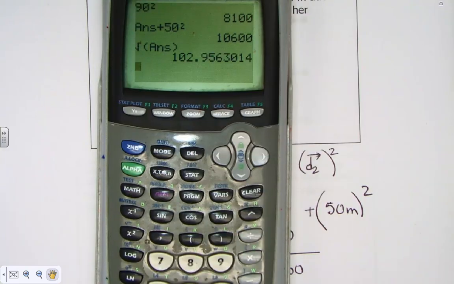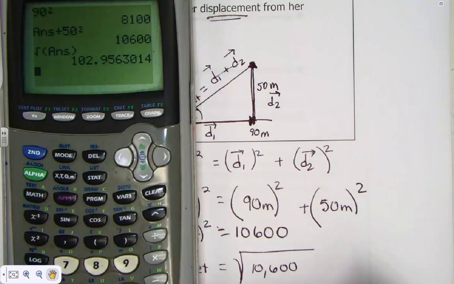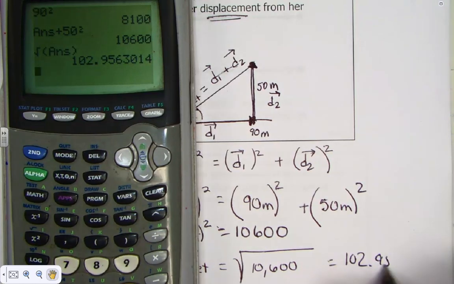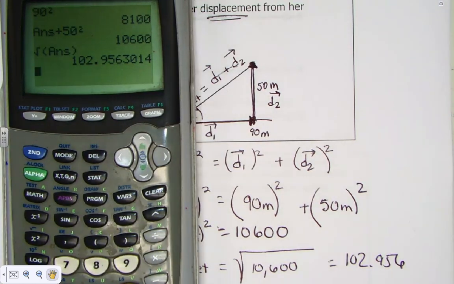Equals. And we get a number. That number on my calculator, I'll write it all, 102.956. And that would be in meters. But let's be smarter than that. We've got to consider sig figs.